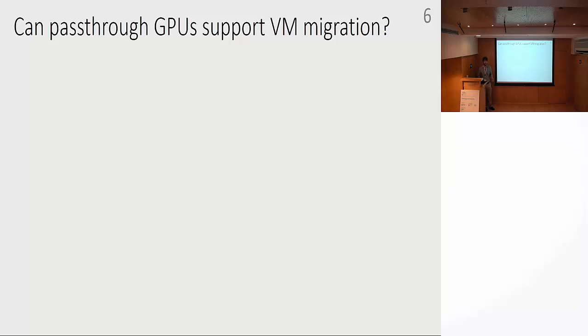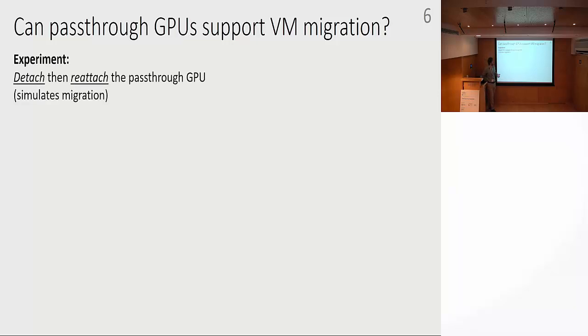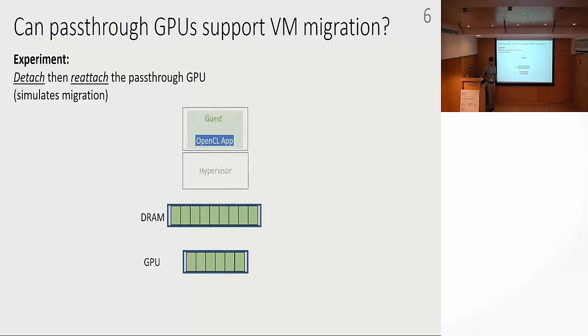So let's come back to the original question. Can GPU Passthrough support VM migration? Let's try a simple experiment. Let's try something even simpler than migration. Let's try just detaching a GPU on a guest on one host and then reattaching it afterwards. So what does this look like?